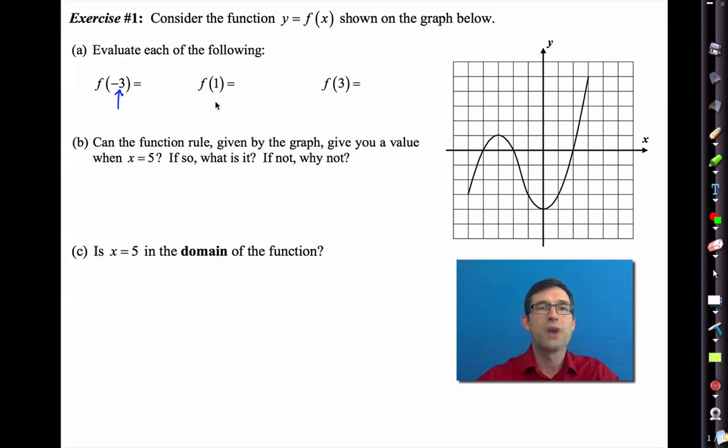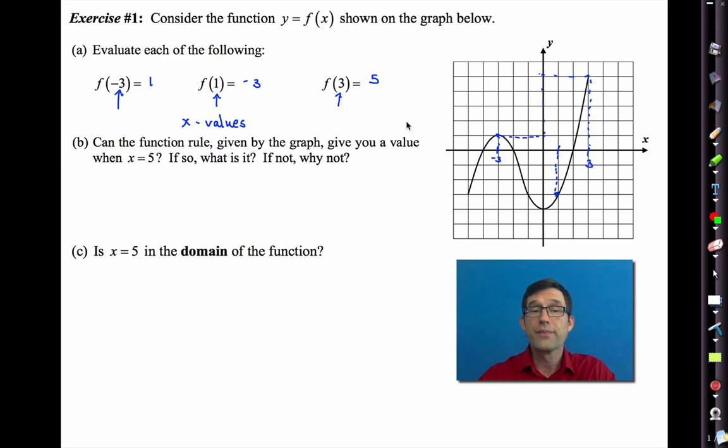Now remember, as always, all of these things inside the parentheses are x values, and the function's outputs are the y values. So if I go over to x equals -3, I find a y value of 1. If I go to x equals 1, I find a y value of -3. Just a coincidence there. And if I go to an x value of 3, I find a y value of 1, 2, 3, 4, 5. All right, simple enough.